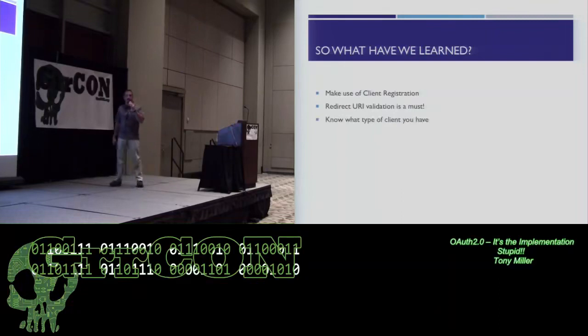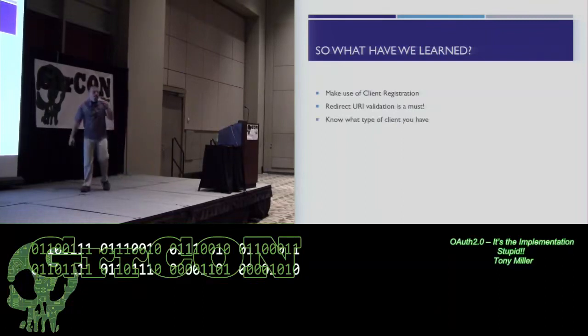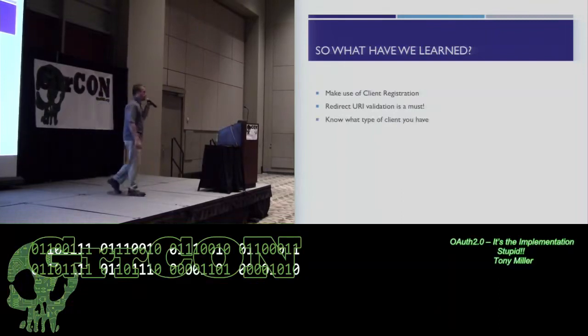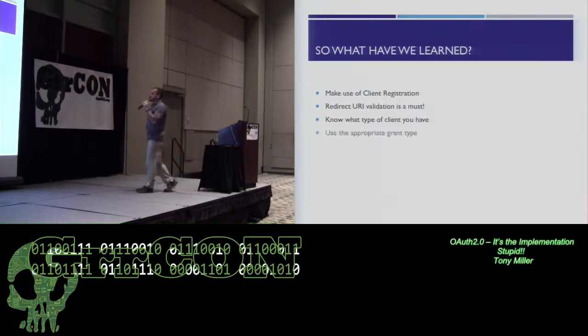Know what type of client you have. We've seen the vulnerabilities that result from that. If we have a public client and we're using auth code grants, we're in trouble. You've seen why. Use the appropriate grant type to go with them.